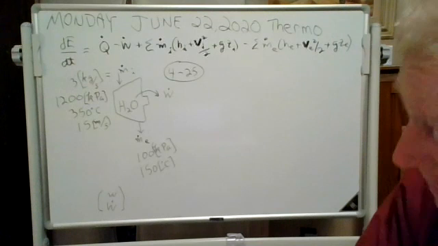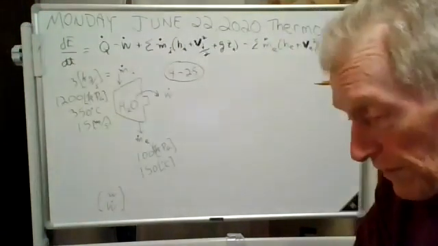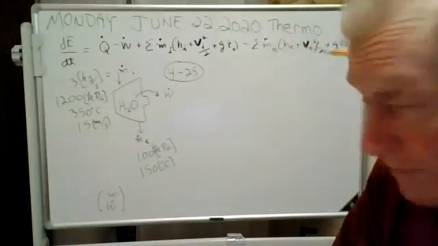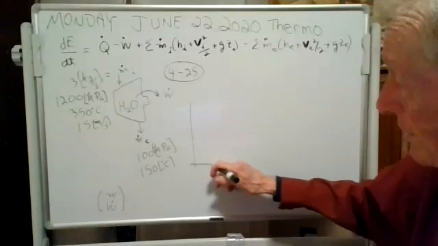There's the device sketch. Now we always do a PV diagram. So why don't we do that? That'd be fun. Here goes. We're going to do a PV diagram.